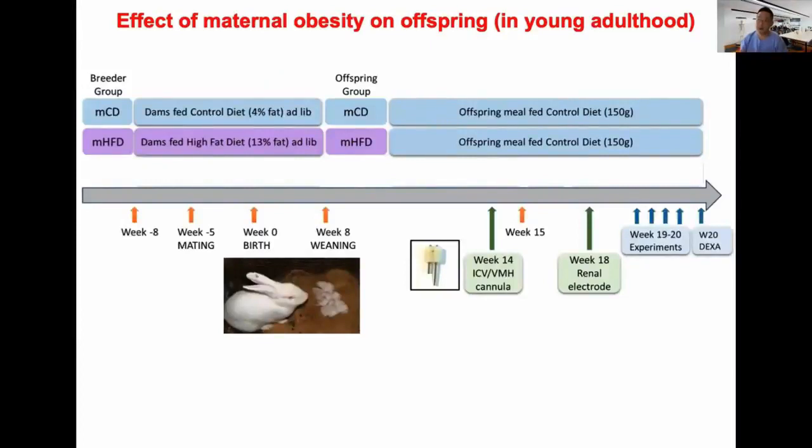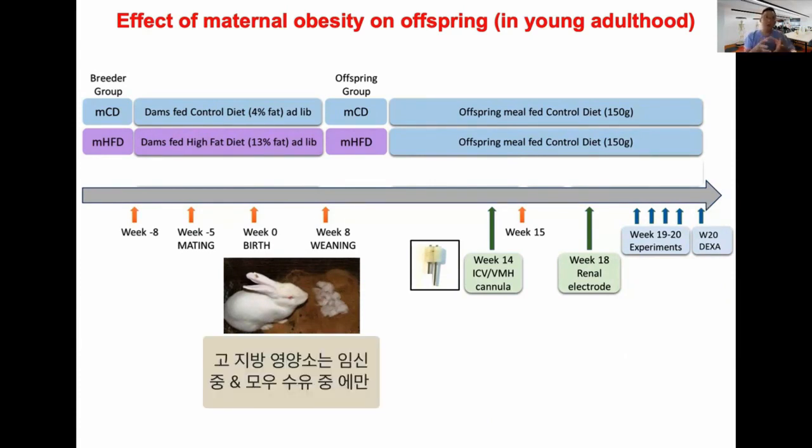So we fed the mothers a high-fat diet for 3 weeks prior to mating, during pregnancy and lactation. Once the offspring were weaned, meaning when they start to eat solid food by themselves, they were only fed a control diet throughout their growth. So the period that these animals, the offspring, were exposed to the high-fat diet is only when they were inside the mother, during pregnancy and the lactation period.